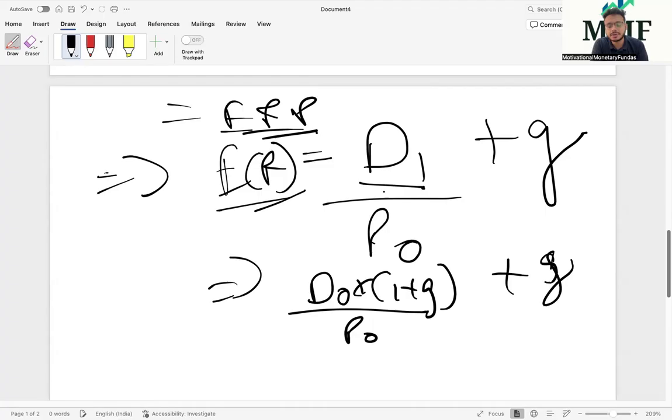How this D1 has been calculated: it is D0, that is your current dividend, and how much growth I am expecting in my company's dividend. If I'm researching a company, and the company is paying some dividend as of now, what is the current dividend into 1 plus growth rate? That is the expectation of the earning growth rate.